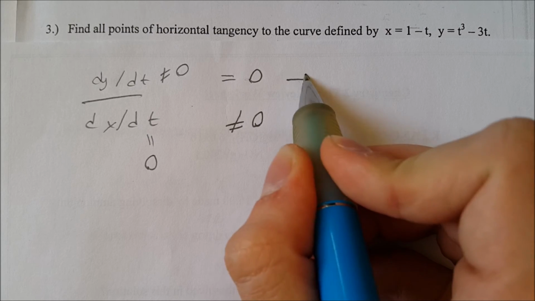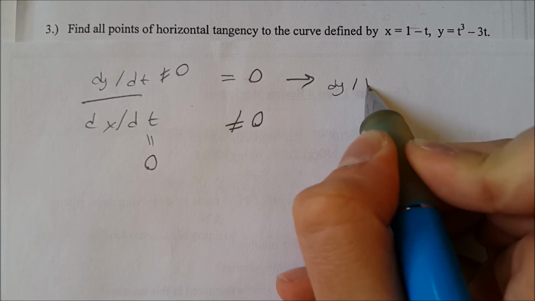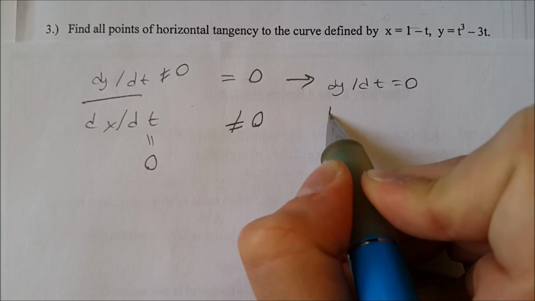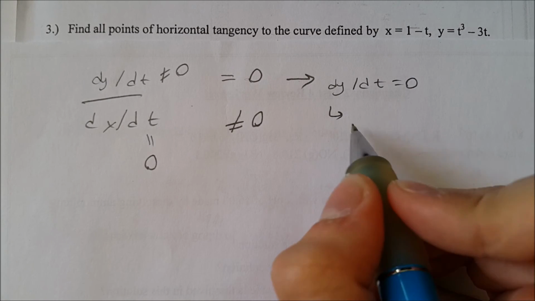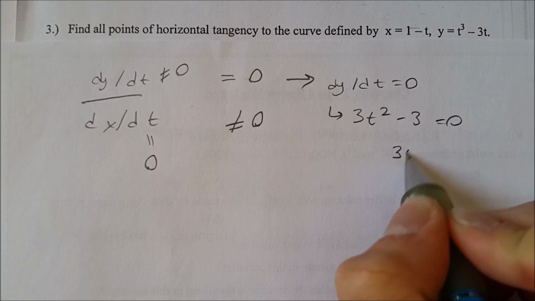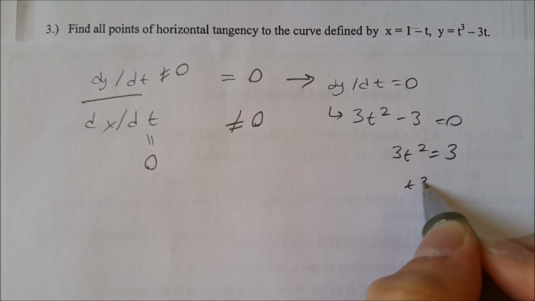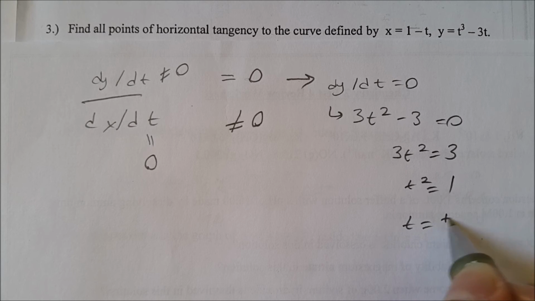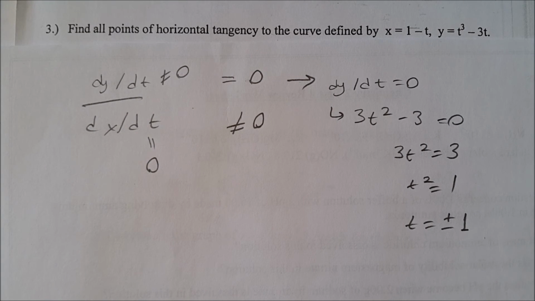So what we're going to find first is when dy over dt is equal to 0. Now this happens when the derivative of this, which is 3t squared minus 3, is equal to 0. 3t squared is equal to 3, t squared is equal to 1, then t is equal to plus or minus 1. So, we're not done yet. The trick in this question is to check that dx over dt is not equal to 0. Because if it is, then we have an L'Hopital situation and it's a whole different kind of question.